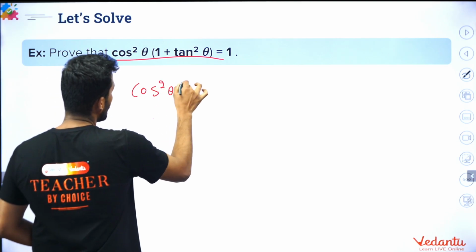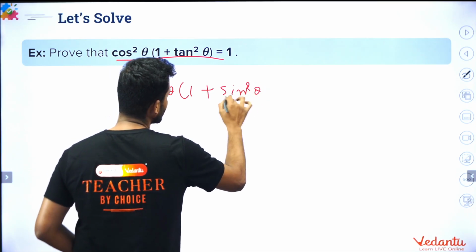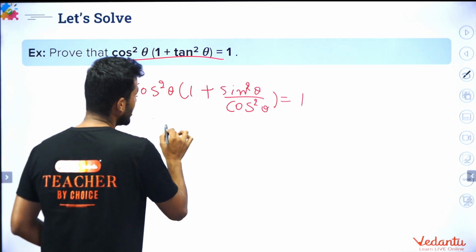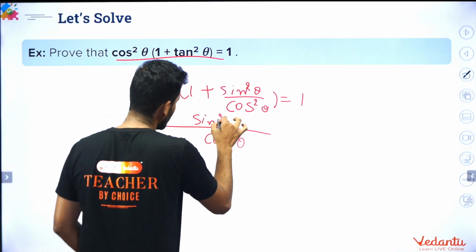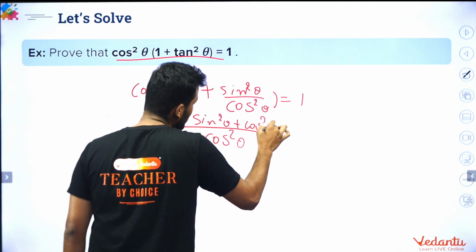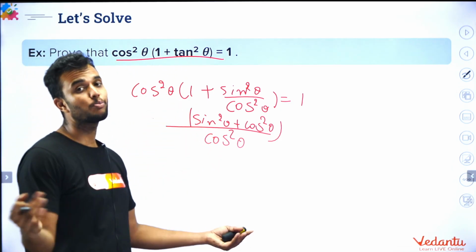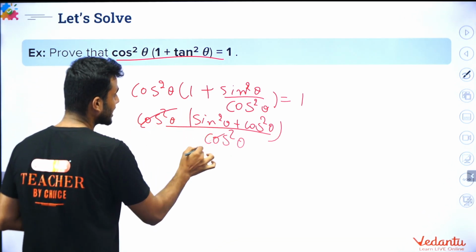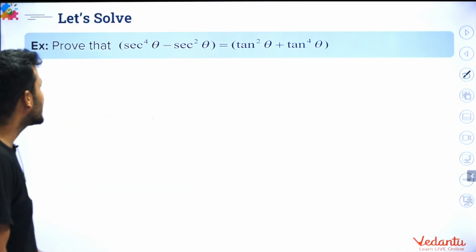We can write it like this, right students? Cos square theta times 1 plus sin square theta by cos square theta, that is equal to 1, since tan square theta is sin square theta by cos square theta. Then take the LCM: cos square theta times sin square theta plus cos square theta over cos square theta. Very simple students. If you think for 30 seconds more, you can easily solve it in two steps only. The cos square theta terms get cancelled. What is the value of sin square theta plus cos square theta by using the identity? It is equal to 1. Very simple.